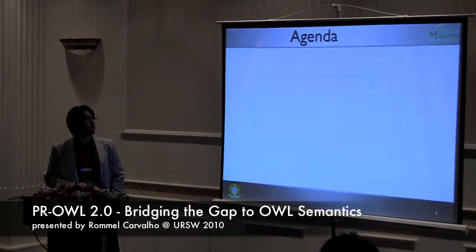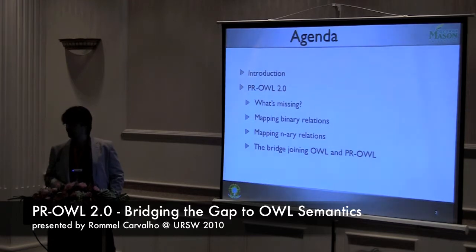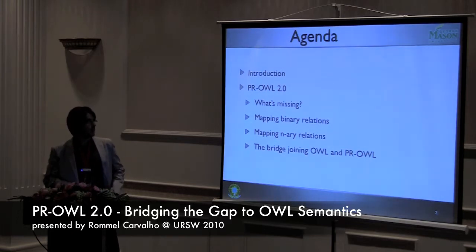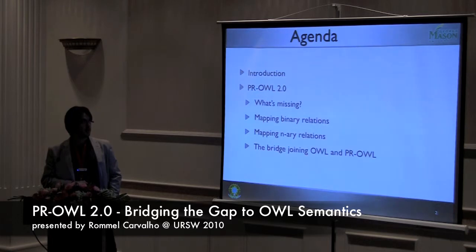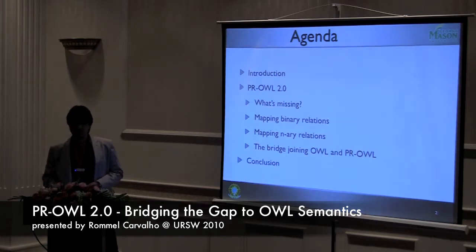So let's start, just giving a brief introduction. Then I'm going to go to where I actually have the contribution, which is the definition of the new version of PROW, which is a probabilistic web ontology language proposed by Dr. Costa. So I'm going to talk a little bit about what's missing. What else do we need to put there in order to make it tied together to OWL. We're going to talk about mapping binary relations, mapping n-ary relations, and then talk about the schematics that is going to be the bridge between the two definitions of the probabilistic side of the ontology and the ontology itself. And then, of course, draw some conclusions.